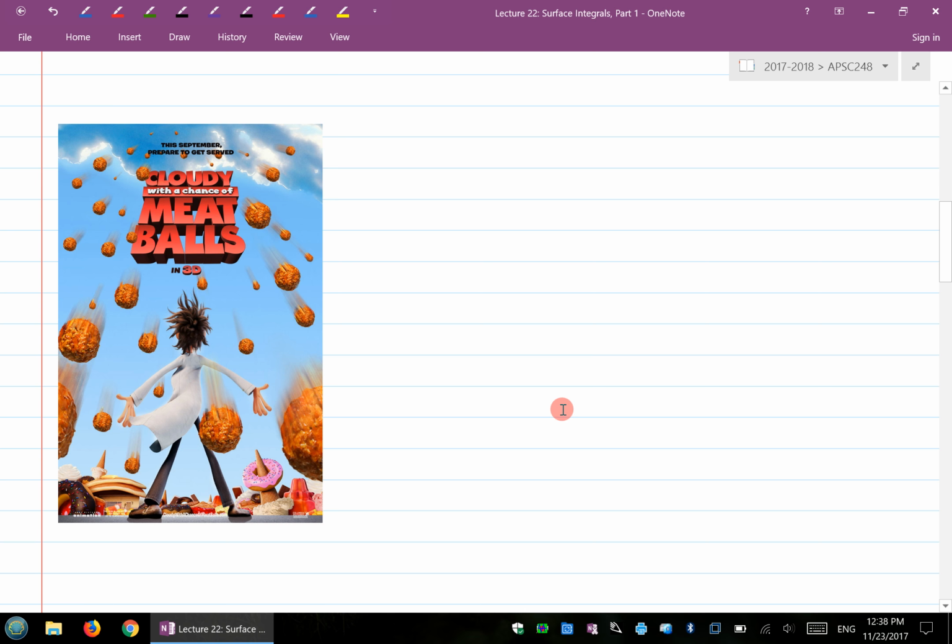How would you catch as much as possible? So there's something falling down here, right? I guess if you want to catch as much as possible, first of all, I want a bigger bowl, right? As big as possible. Second of all, you want to orient your bowl to be perpendicular to the falling of these meatballs, right?